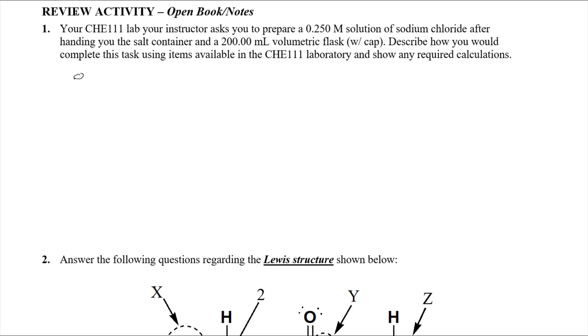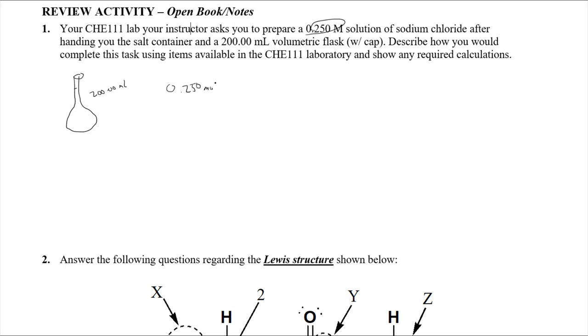You're given a volumetric flask, right? It looks kind of like that with the long neck. A terrible drawing, I apologize. And you have your mark. So this will say 200.00 milliliter, and you want this to be 0.250 molar. For this one, I like to use what I'm given. And here we want to go from molarity, right?